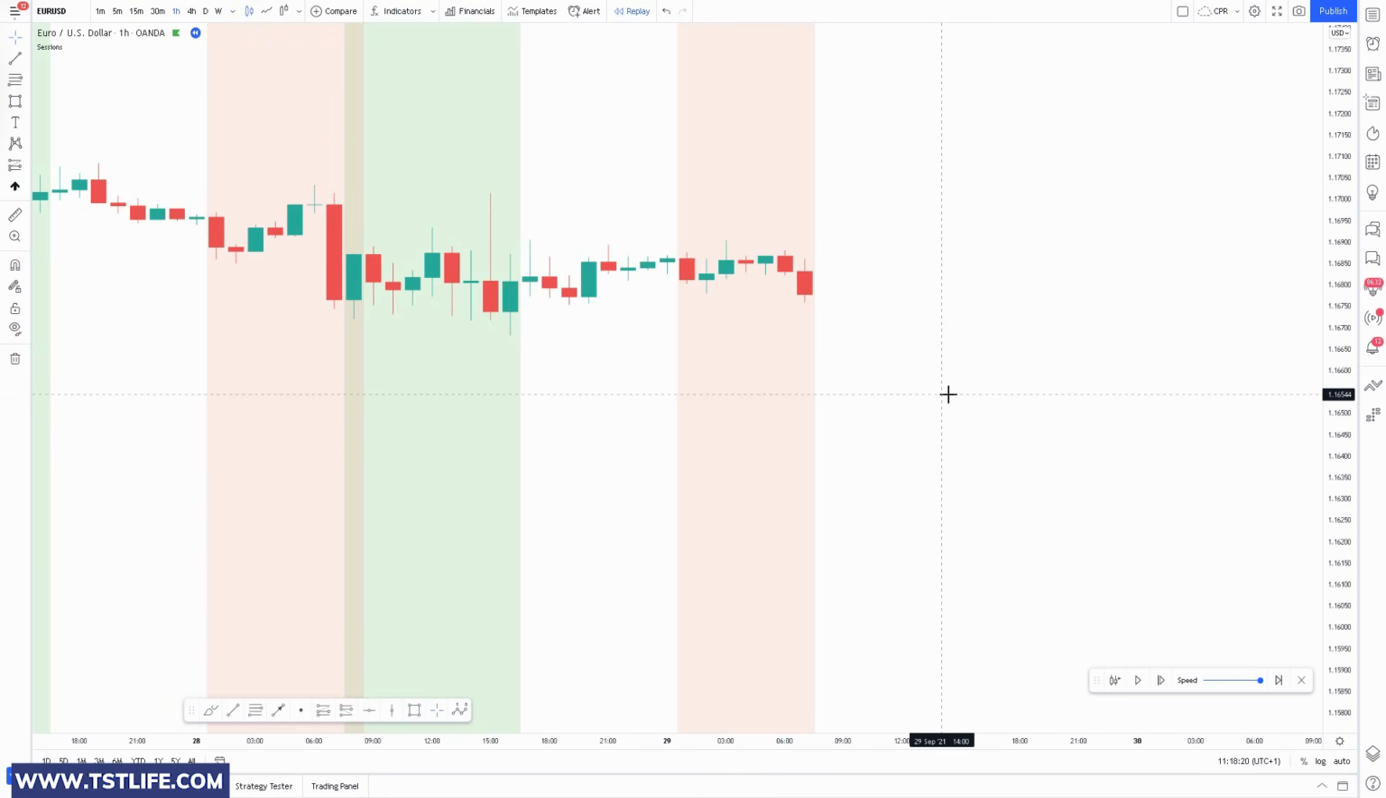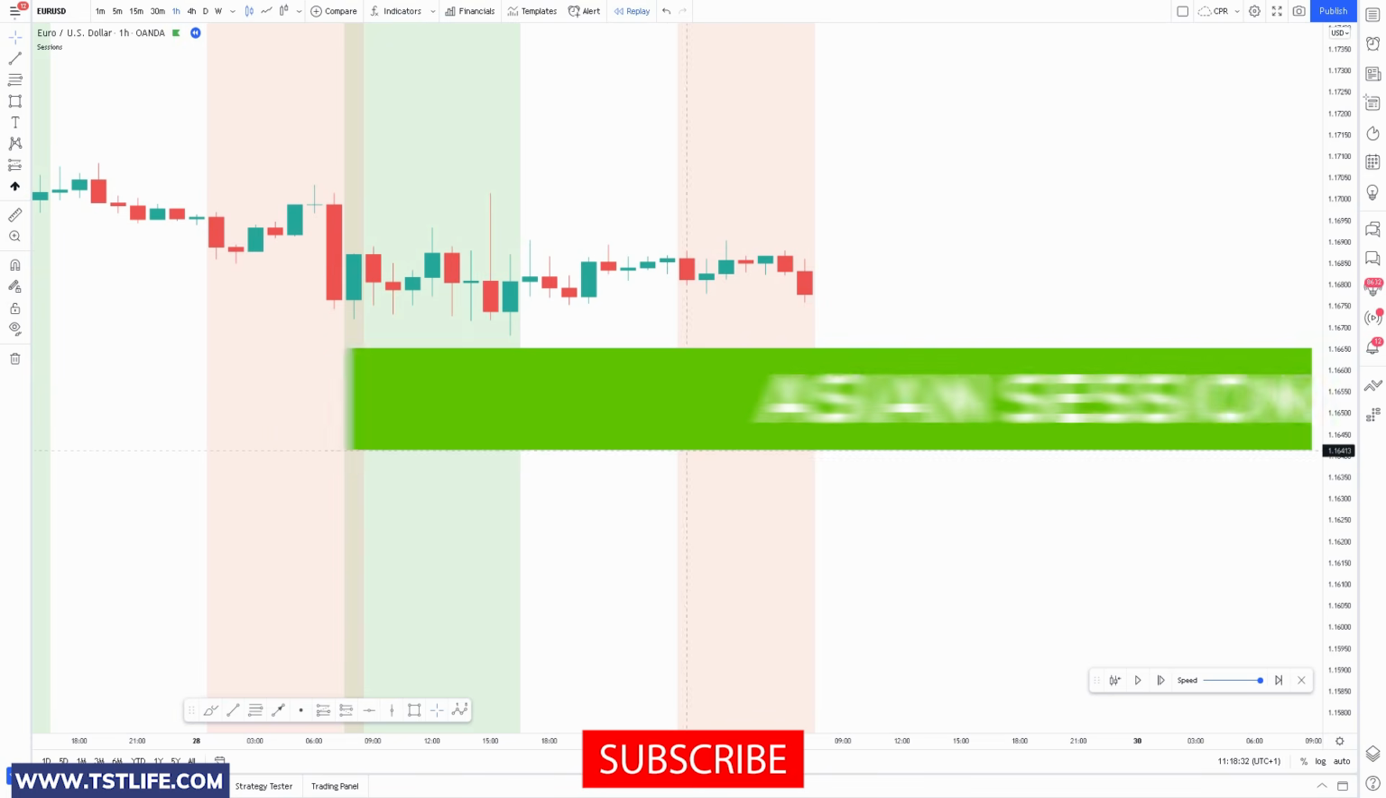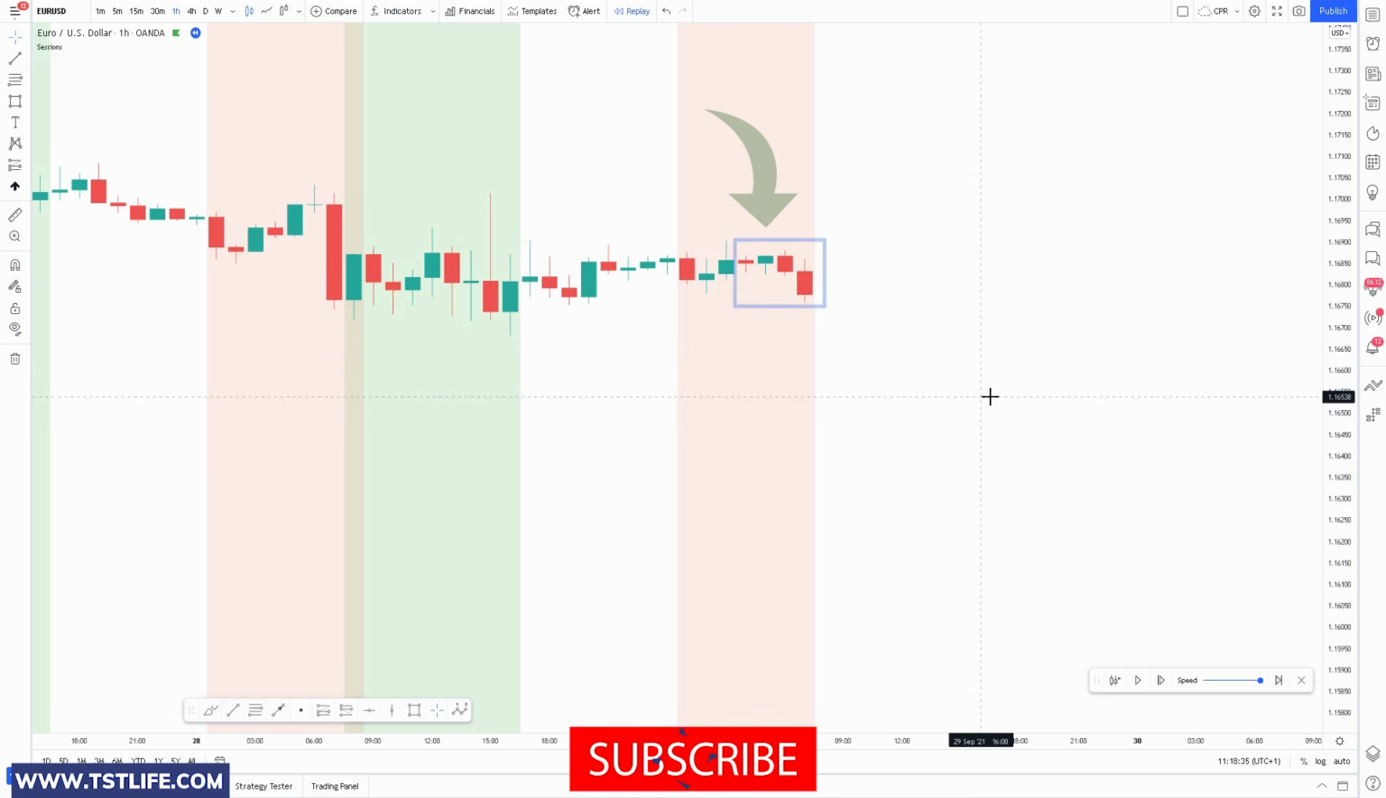This is the Euro-USD 1-hour chart. We all know that each candle represents 1 hour. The Asian session runs for 9 hours, usually opens at 11 p.m. and closes at 8 a.m. GMT. According to this strategy, we'll only take into consideration the last 4 hours before the opening of the London session. This way, we'll have a narrower range.